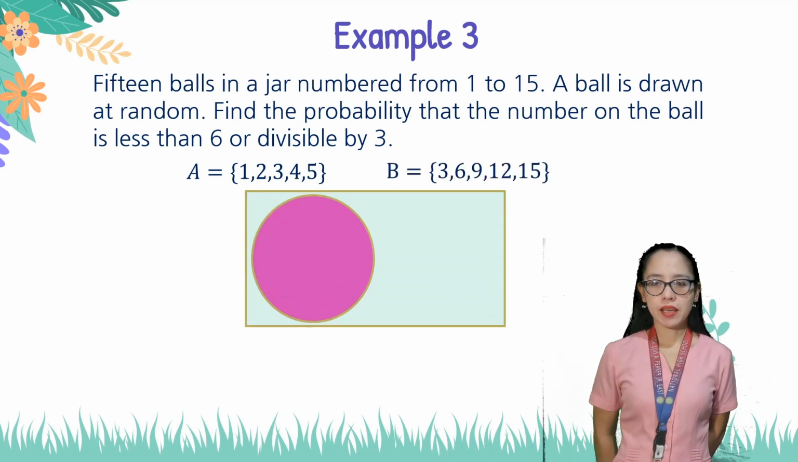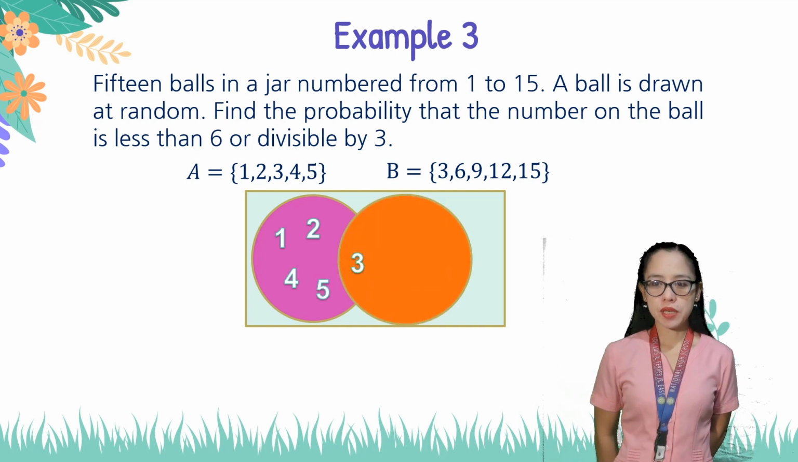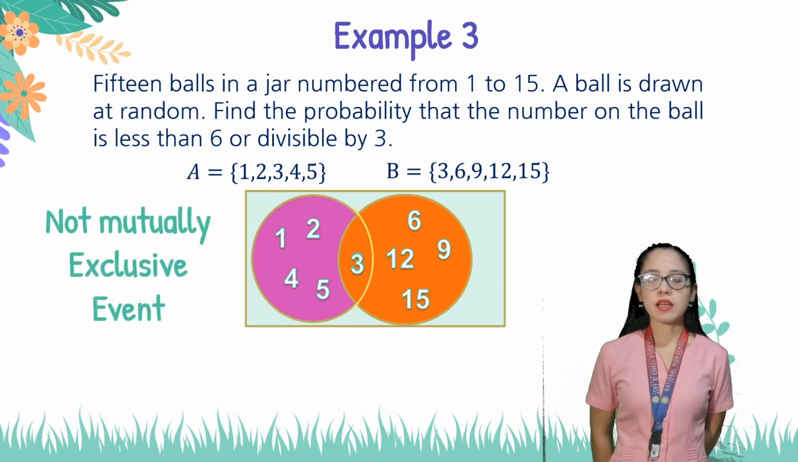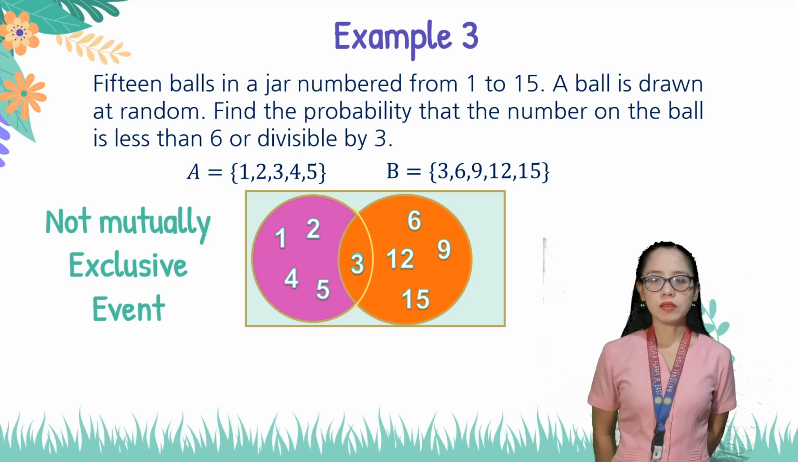For set A, the numbers less than 6 are 1, 2, 3, 4, and 5. And for set B, the numbers divisible by 3 are 3, 6, 9, 12, and 15. They have the common outcome, which is 3. Therefore, it is not mutually exclusive event since they have the common outcome.